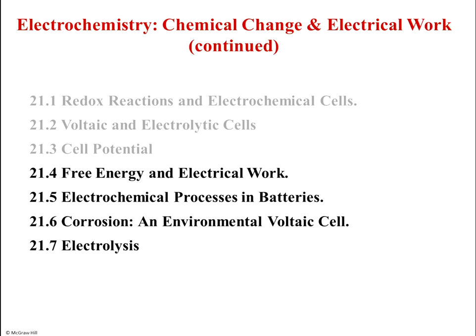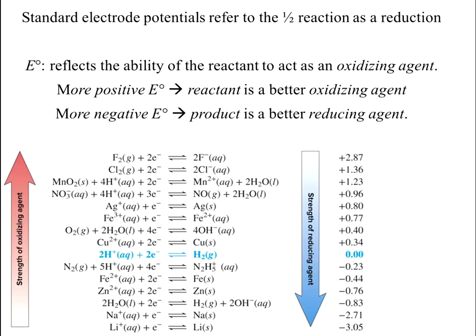In this video, we continue with our discussion of Chapter 21. We left off talking about standard reduction potentials. Here's a table that shows standard reduction potentials for a variety of ionic and elemental species.